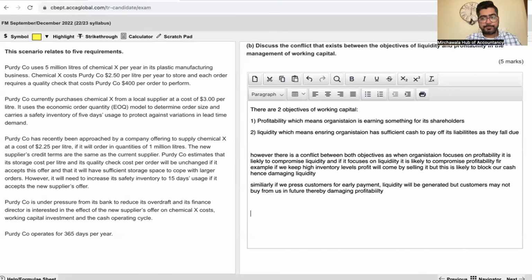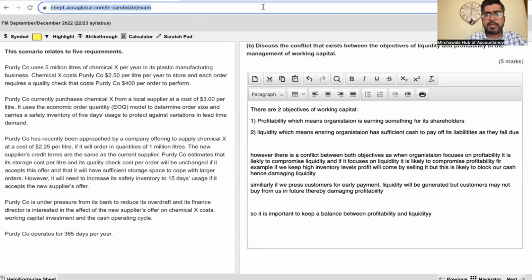Okay, so it is important to keep a balance between profitability and liquidity. Okay, you can copy this. Had it been of 6-7 marks, I would have written that cash example as well, but at the moment it's not needed.